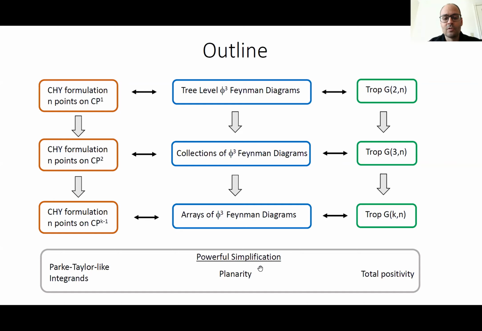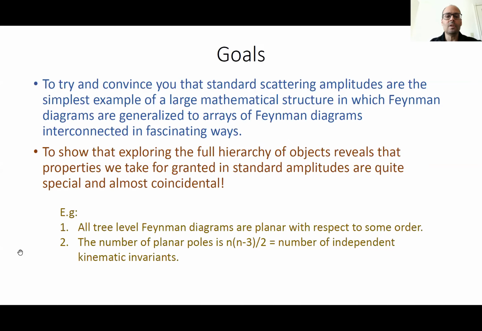At the end, I'll conclude with a powerful simplification, which is assuming that we have planarity for Feynman diagrams. In terms of the Grassmannians, we will have total positivity, and for CHY it means restricting to integrands which are Parke-Taylor-like integrands. So the goals for this talk are very simple.